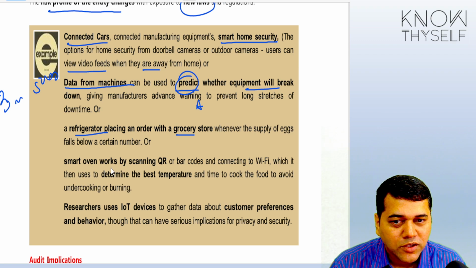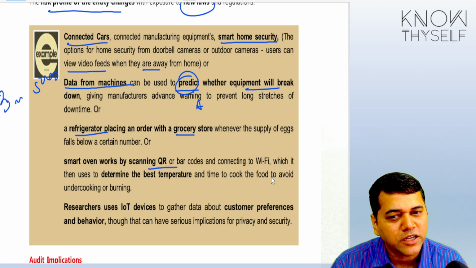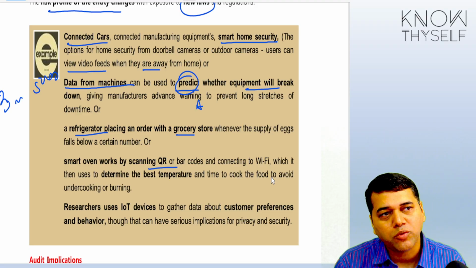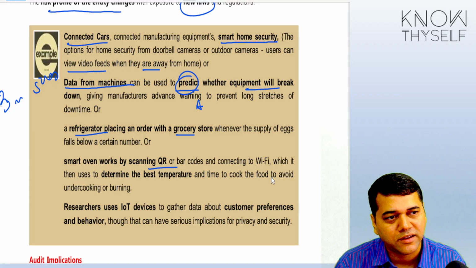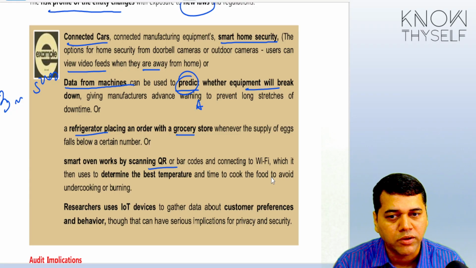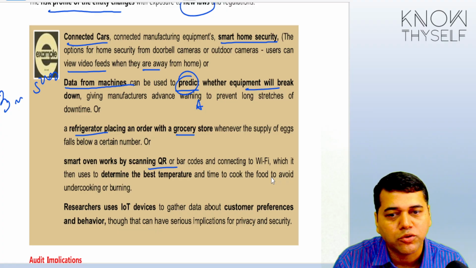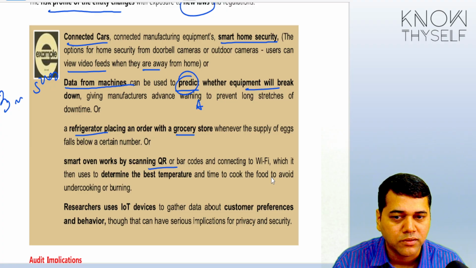A smart oven works by scanning the QR. You need not do anything. You bring some food, it will have a QR. You don't need to know the percentage or the heat and all, you just keep it in the oven. Just show the QR, keep the food. Yes, it will decide what amount of cooking to do, the burning and all.